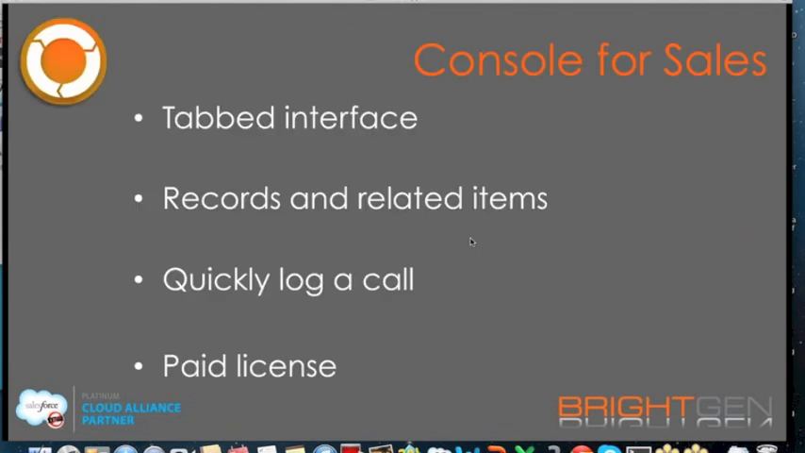If you're familiar with the Service Console, this will all be very familiar to you. If you're not, it basically presents a tabbed interface which allows you to work with multiple records on a single screen. It allows you to view a record and related items on a single page through that tabbed interface. So, for example, an opportunity, the associated account, and one or more contacts associated with that account. And you can also easily log a call, and that's contextually based on the record that you're viewing.